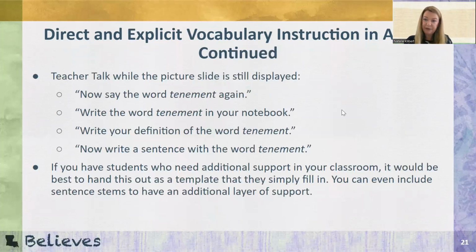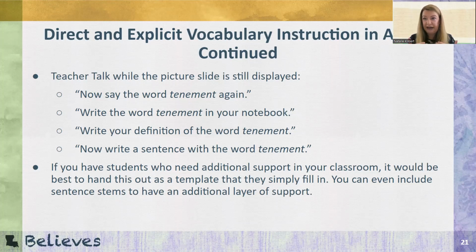Now, say the word tenement again. Write the word tenement in your notebook. I want you to write your definition of the word tenement, and now write a sentence with the word tenement. And depending on the needs of your students, you might have some turn and talks here because they might not be able to remember what you said the definition was. Maybe they needed time to talk it out again. And they might need time to come up with a sentence together with more than just themselves.